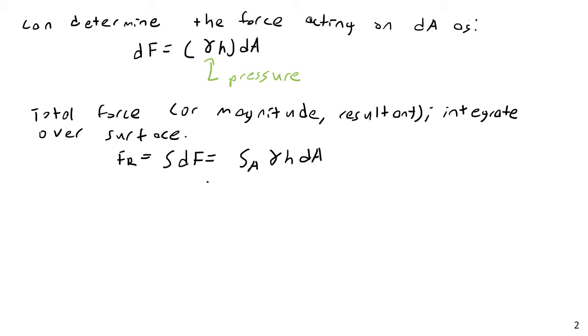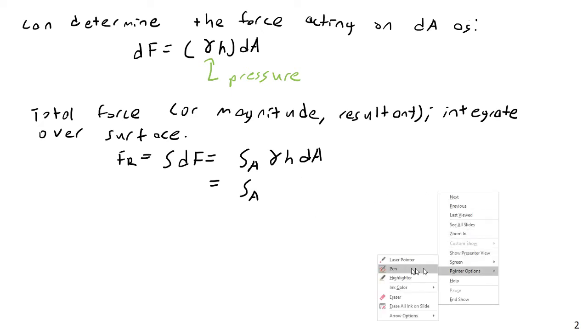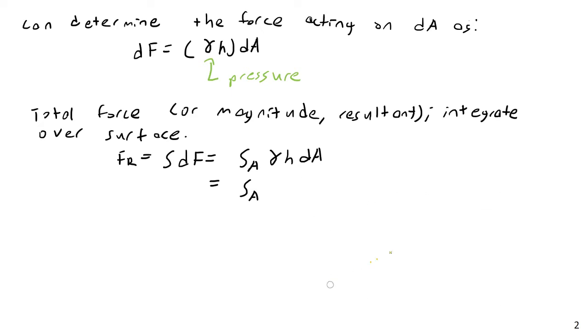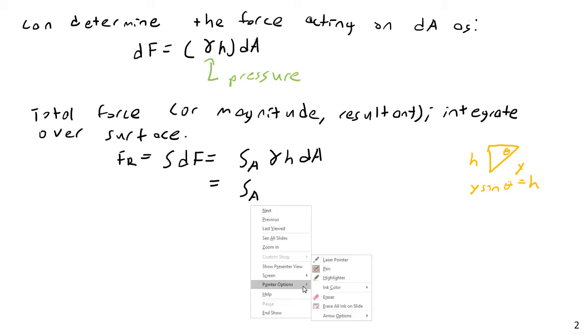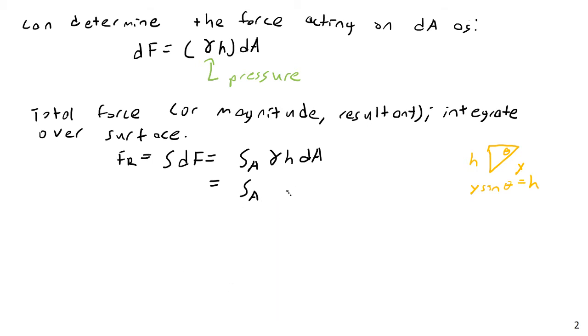Now I can replace h. I'm going to realize a certain geometric relationship here, simple trigonometry. I have theta, h, and y here. So my relationship is y sine theta equals h. So I'm going to replace h with y sine theta.